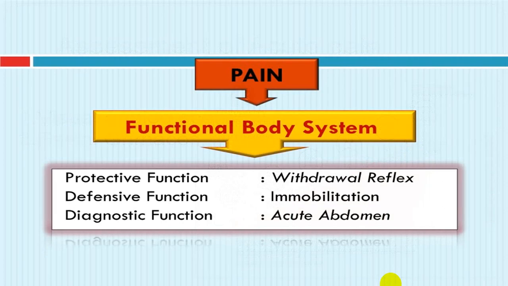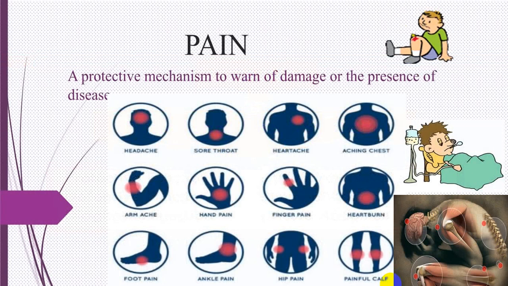Basically pain has a protective function for the withdrawal reflex. It is also a defensive function. So during pain the person immobilizes, and when he gets a prick he immediately has a withdrawal reflex. And a good number of times, where the pain is will give you the answer regarding diagnosis. It gives you an idea regarding which organ is involved. So basically pain is a protective mechanism.